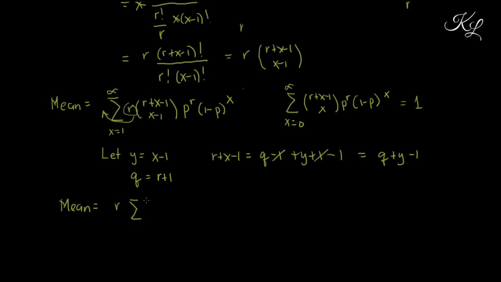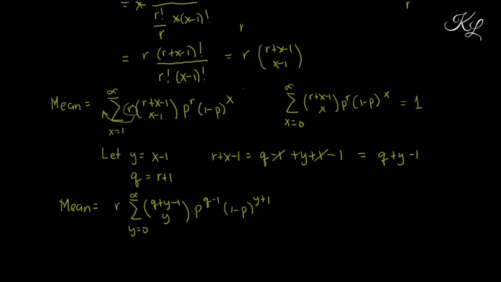So we can put it here. The r plus x minus 1 is this one. So we have q plus y minus 1, and for the x minus 1 we have this y, and then p raised to r is q minus 1. So this is q minus 1, and for the x we have 1 minus p raised to y plus 1, because this one is y plus 1. Now, because we have transformed x to y, we need to also transform this x into y. So when x equals 1 minus 1, then y equals 0. Then infinity minus 1 is also infinity.